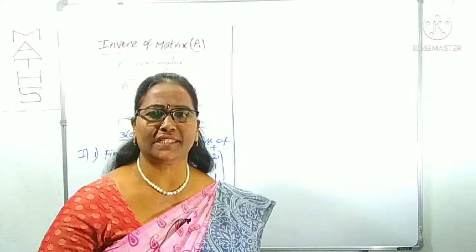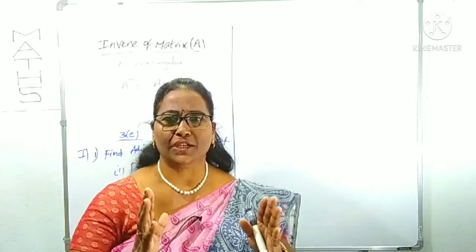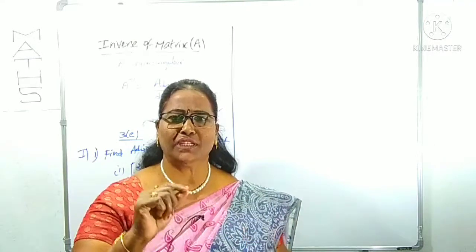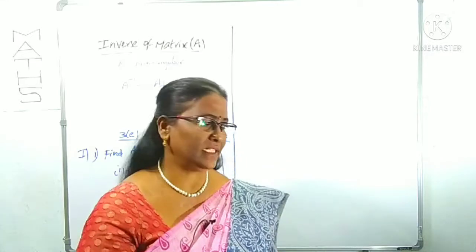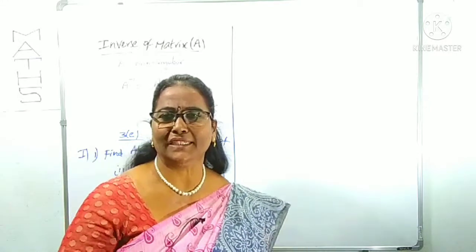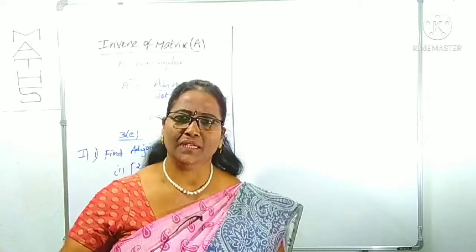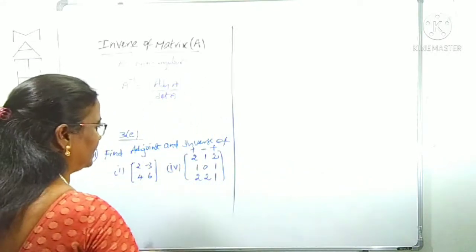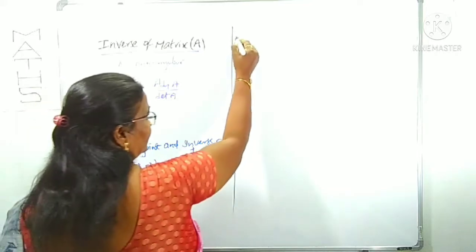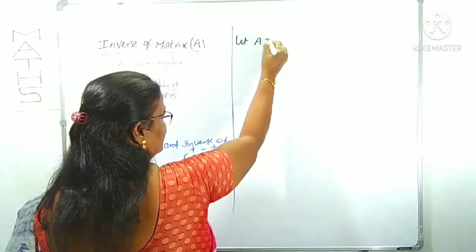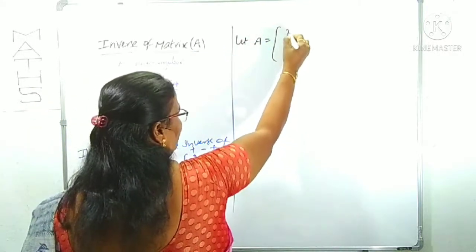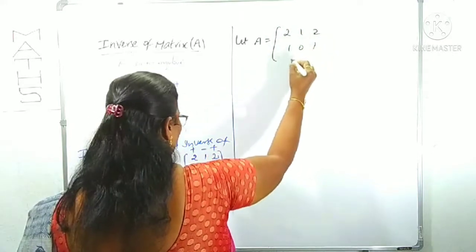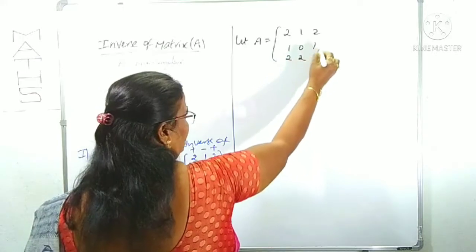I have given the hints. It's very important. Try to follow carefully. You have to follow each and every step that I am taking care of, because finding the inverse is useful in some other methods also. That's why finding the inverse is very important. Let it be taken as A. Let A be taken as 2, 1, 2, 1, 0, 1, 2, 2, 1.